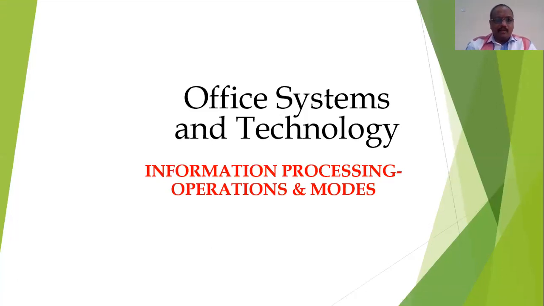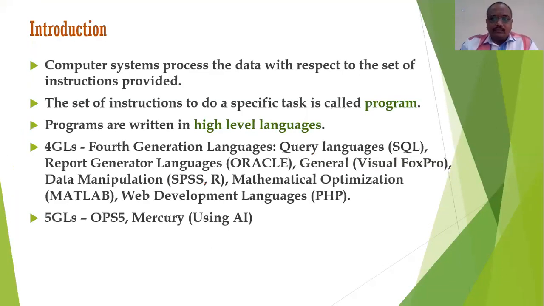See, when we are talking about information processing, we said we need a computer system. What is the purpose of the computer system? The computer system processes the data with respect to the set of instructions provided. Whatever instruction we give the computer, based on the instruction, it will process the data. The set of instructions to do a specific task is called a program.